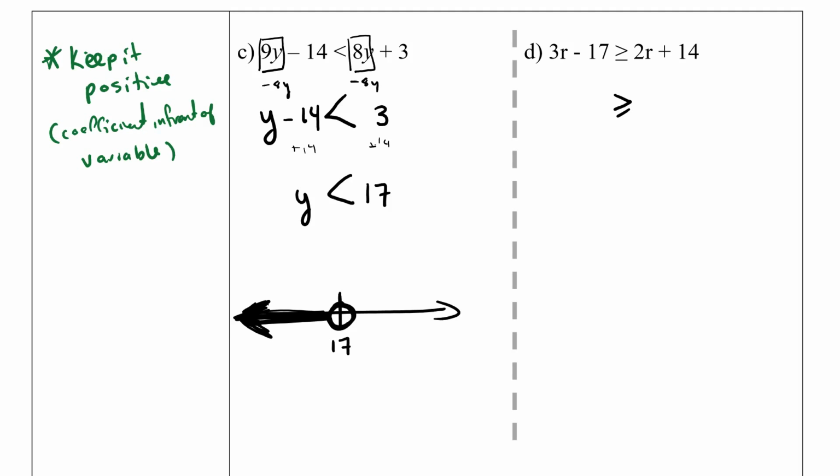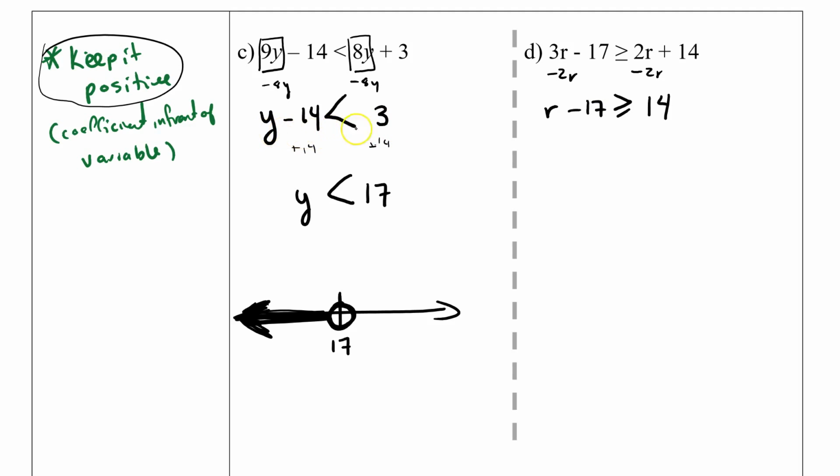Phew. So if we want to go with our mantra today, which is keep it positive, which should be your mantra every day, by the way, 3r and 2r. So I'm going to subtract 2r from both sides. Because if I were to subtract 3r from both sides, it would be negative r on this side. And remember, we want to keep it positive. So 2r minus 2r is 0 plus 14. So the right-hand side is simply going to be 14. 3r minus 2r is simply r minus 17.